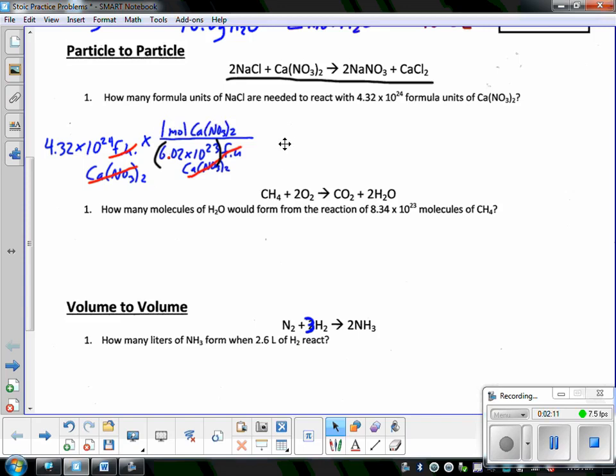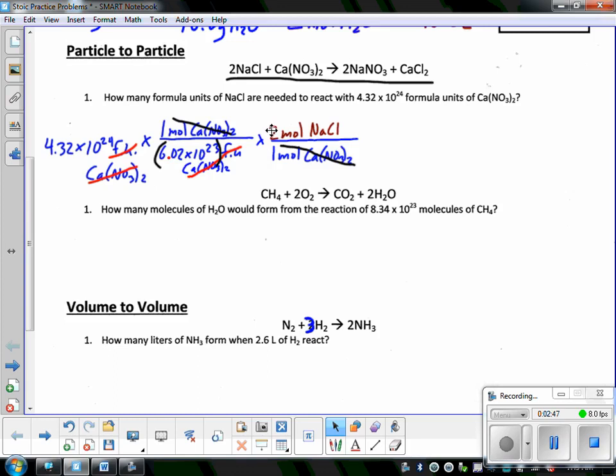So now we're going to do moles to moles, right? Because we need to get into NaCl. Well, for every 1 mole of CaNO3, there's 2 moles of NaCl, right? So our moles of CaNO3 are now canceled out, and if we divide and then multiply, divide by the 6.02, multiply by the 2, we'll now be in moles of sodium chloride, or moles of salt.